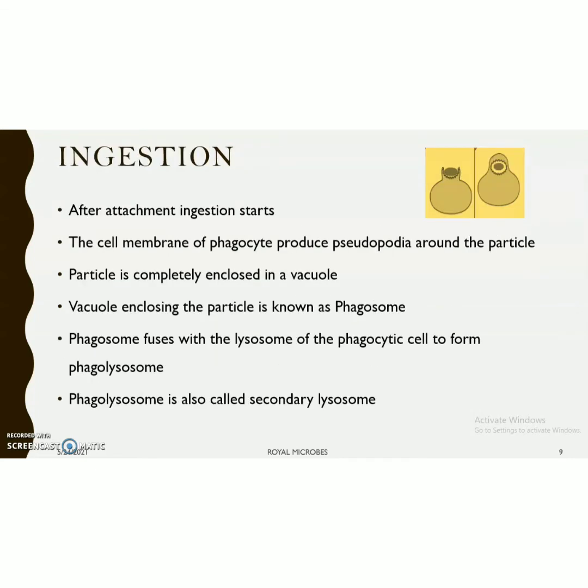The next step is ingestion. After attachment, ingestion starts. The cell membrane of the phagocyte produces a pseudopodia-like structure around the particle to be engulfed. The particle is completely enclosed in a vacuole, and the particle enclosed in the vacuole is known as a phagosome. This phagosome fuses with the lysosome present inside the phagocytic cell to form a phagolysosome, or secondary lysosome.